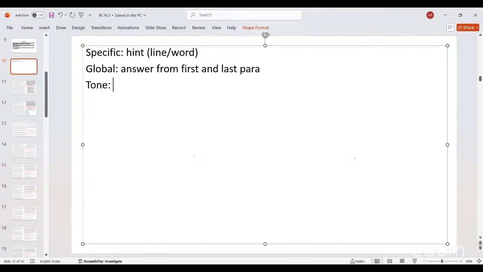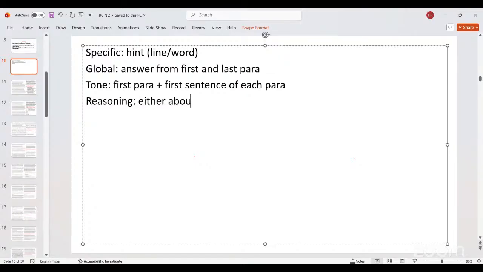Tone means the first para plus the first sentence of each para. All right. Reasoning means either about a para or a line, so you have to check why. That is called a reasoning question.